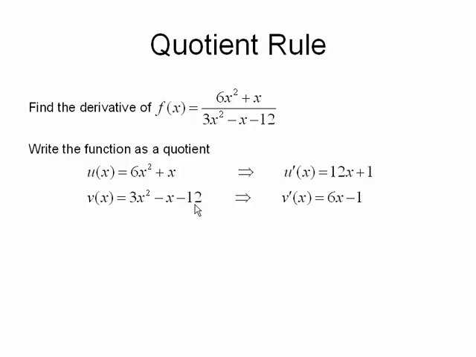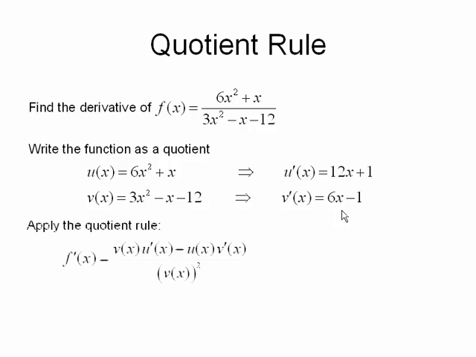Now, in order to apply that VOV over v squared rule, we need to know what u prime and v prime are. So if we take the derivative of 6x squared plus x, we get 12x plus 1. If we take the derivative of 3x squared minus x minus 12, we get 6x minus 1. So now let's write down the rule and start putting in the pieces.